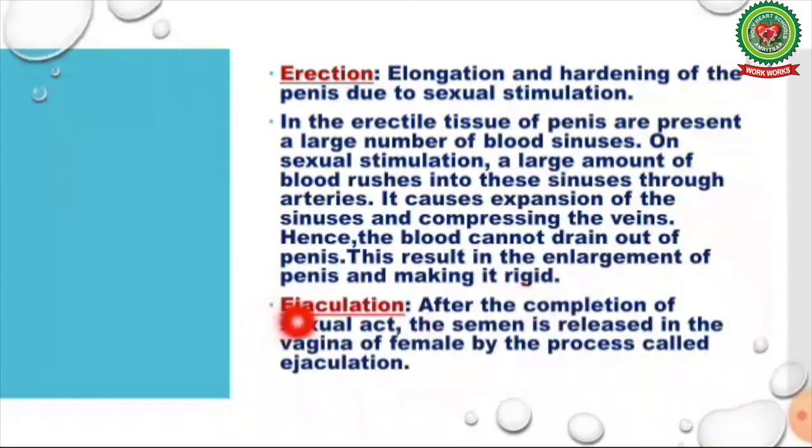The second term is ejaculation. After the completion of sexual act, the semen is released in the vagina of female by the process called ejaculation. So, we have discussed the male reproductive system and the different organs of the male reproductive system.